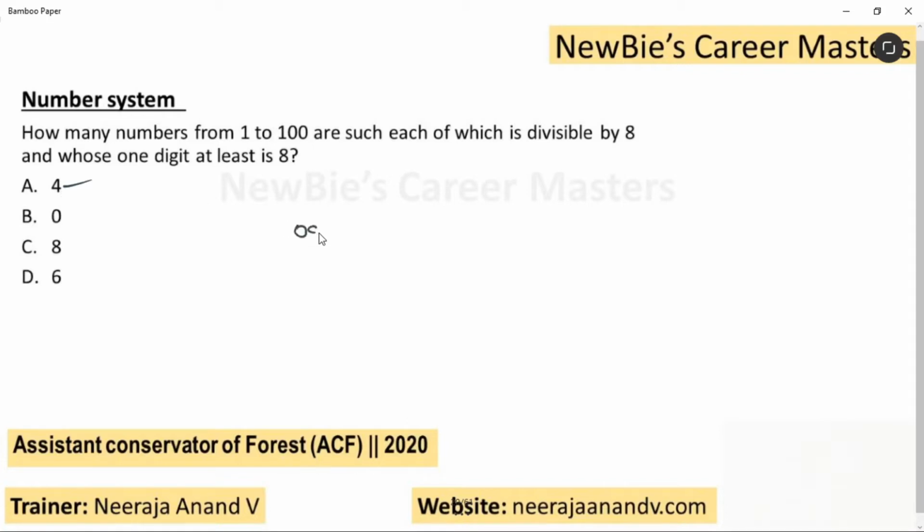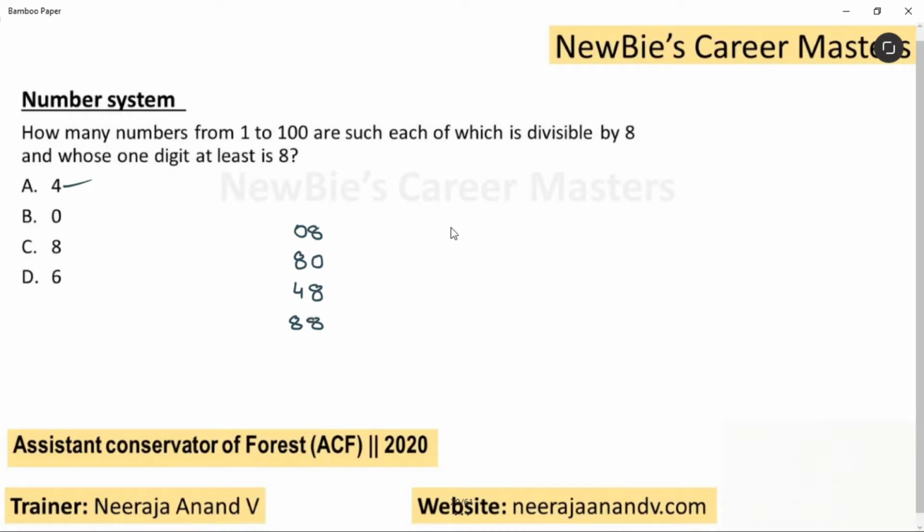One is 08. Another one is 80. Correct? Another one is 48. Another one is 88. These are the 4 numbers which are divisible by 8, and also check the digits. At least one digit is 8. At least in the sense you can include this also where you have both the digits 8, correct?